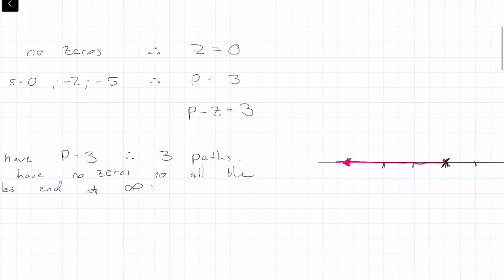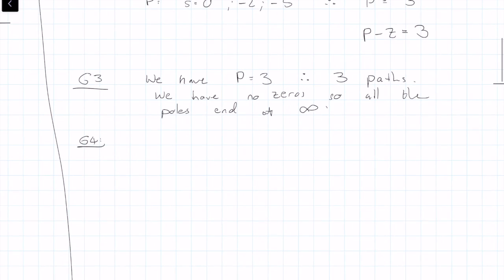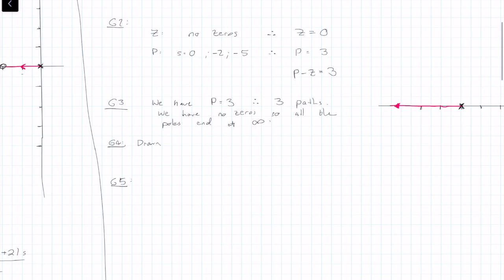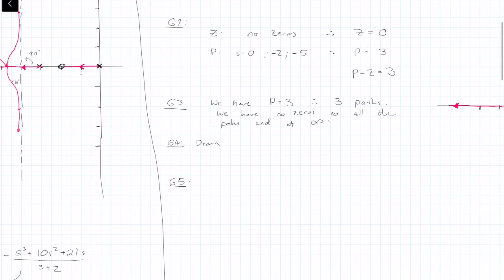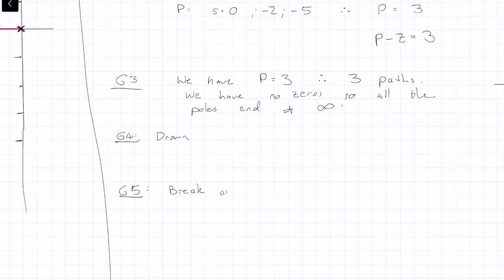Okay, now we can go on to guide number 5. So this we've drawn on. Okay, so what does guide number 5 have to do with? Guide number 5 has to do with our breakaway points. Okay, so to calculate the breakaway points, we say dk over ds is equal to 0.